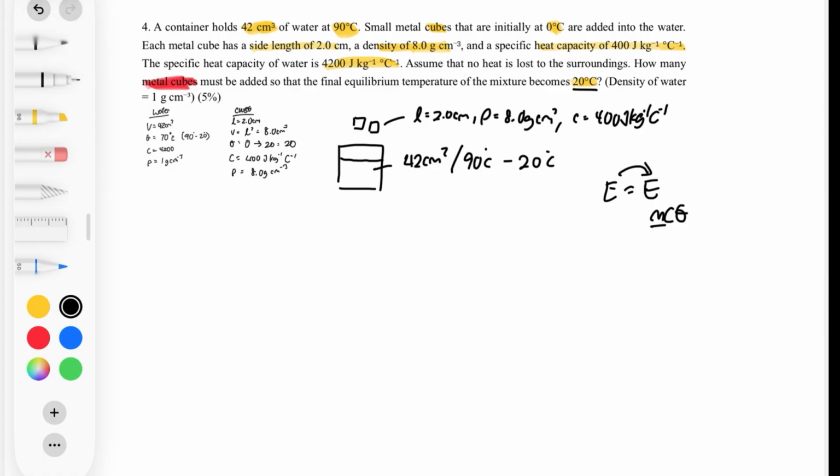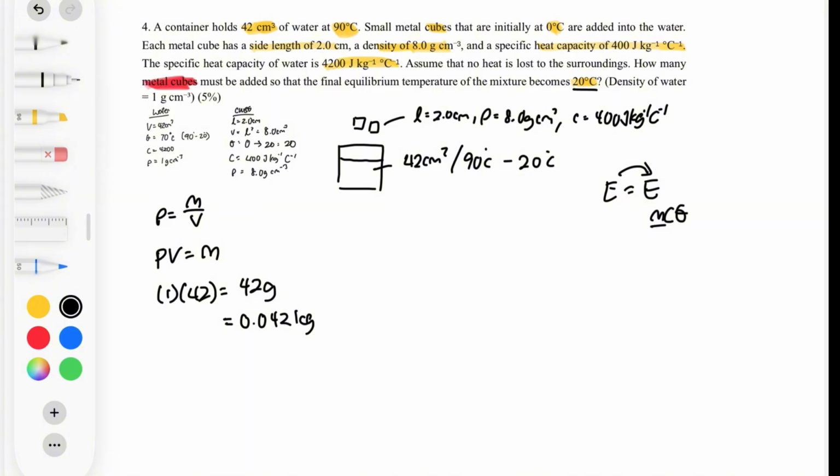So let's see what the mass of water is. We have the density of 1 and the volume on this side. We know that density is mass divided by volume, so density times volume equals mass. So 1 times 42, we get 42 gram, because it's 1 gram per cm³, and that equals 0.042 kilogram.